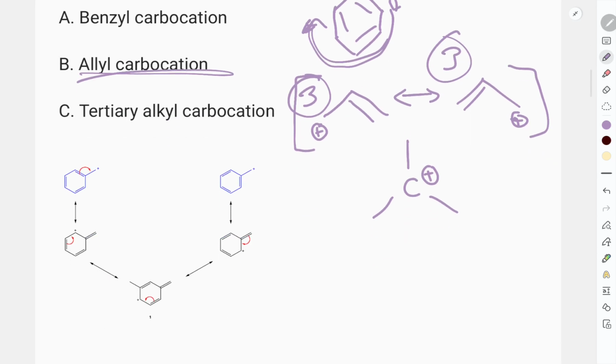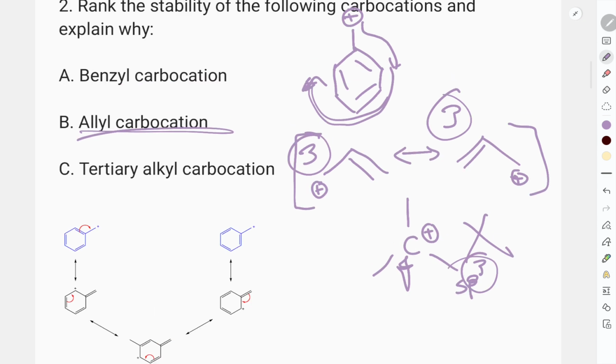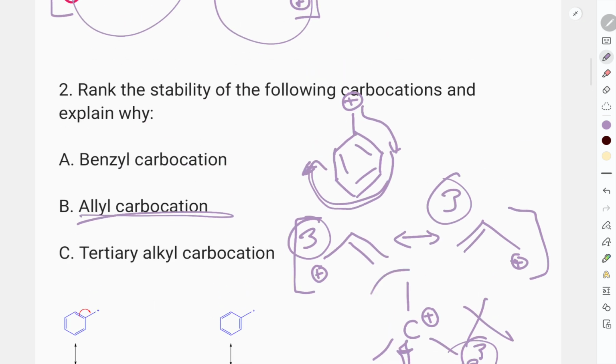Okay, for C, this will not participate in any resonance. And this is because the carbons connected to the central carbon are sp3 hybridized. Remember that resonance is basically the jumping of electrons through empty p orbitals. So if something is sp3, there are no lone p orbitals, therefore no resonance would take place. So this would be less stable than all of these. I would rank this A, B, and C.